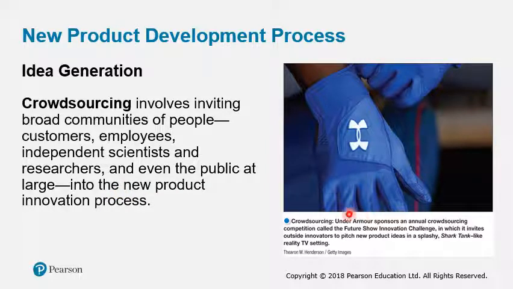A good example is Under Armour, which did crowdsourcing through a competition they called the Future Show Innovation Challenge, in which people are invited to pitch new product ideas in a splashy Shark Tank like reality TV setting. From there, they can reward the winner of the competition with some money or prizes, and the idea that the winner gives is the product that they will actually make.